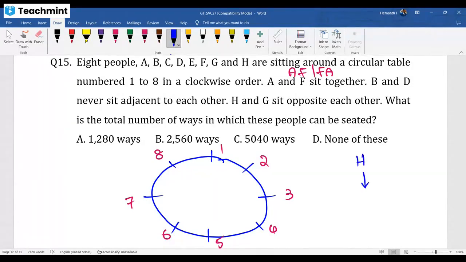So H and G, suppose let me occupy H. H is having 8 ways to go, 1, 2, 3, 4, 5, 6, 7, 8. Among that, he can select any place. Let me say H is occupied here. Then automatically G is having only one way to go, that is nothing but here. Fine. So H and G are completed. A and F sit together. Among these 6 places, they can take 2 of them. For that, first of all, for A you fix, the neighbor will be F. Like that also you can go. B and D never sit adjacent to each other. Fine. Guys, try this. What way you can do? I'll give 2 minutes time, and we'll end this question.